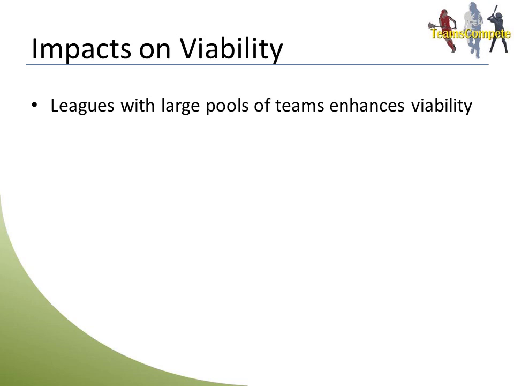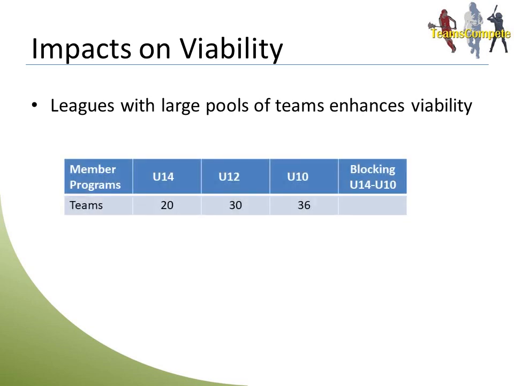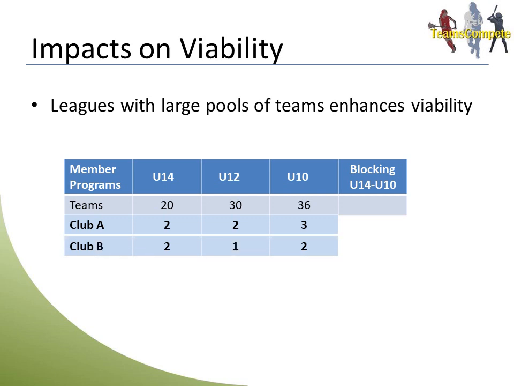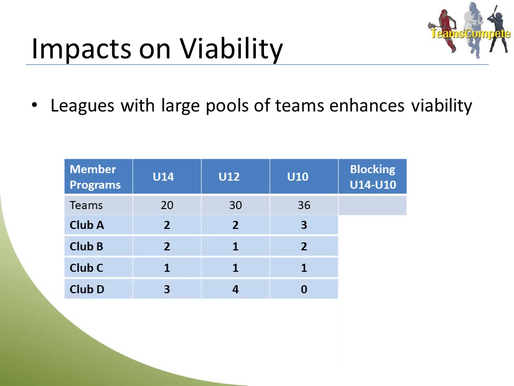So let's say that there's a league with three age groups: U14 with a single pool of 20 teams, a U12 group with a single pool of 30 teams, and a U10 age group with a single pool of 36 teams. It would appear that there are lots of teams to match to in this league, but let's take a closer look at the clubs in the league. Club A has a certain number of teams at each division, and so does Club B, Club C, and Club D.